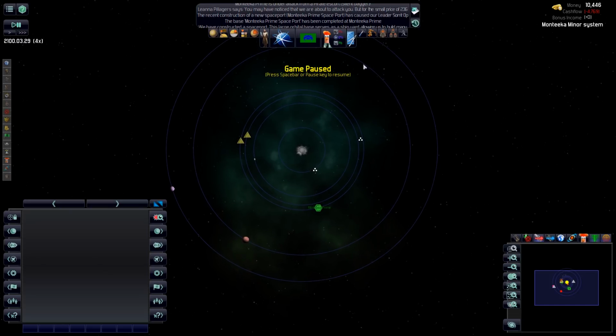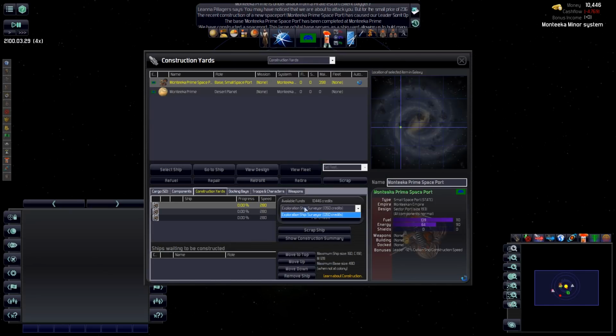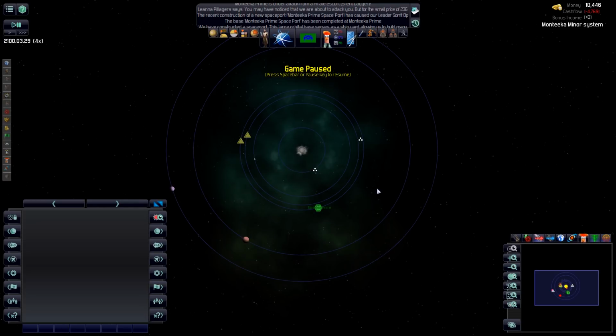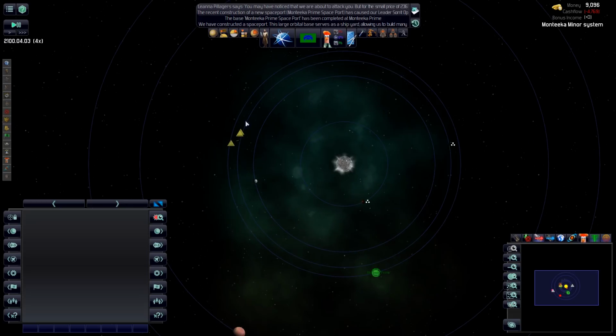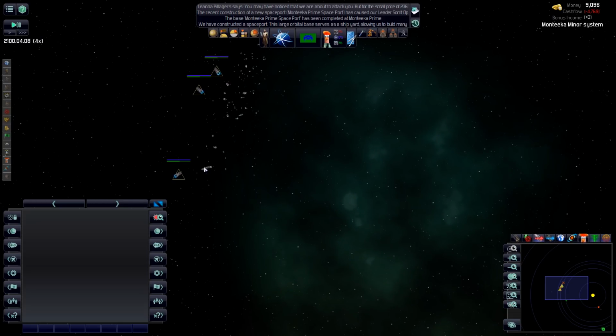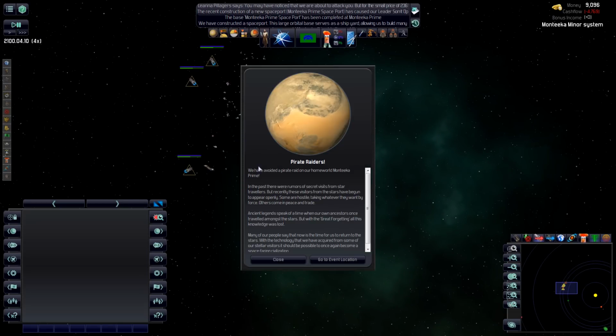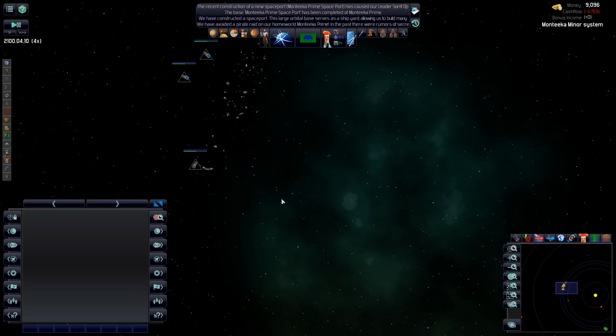Okay. So first thing I want to do now is get an exploration ship, our surveyor. So I'm going to buy one of those and carry on. Yeah, hopefully they get rid of those for us. We have avoided pirate raid on our homeworld, Monteca Prime. In the past, there were rumors of secret visits from star travelers, but recently these visitors from the stars have begun to appear openly. As we saw, they exploited money from us.